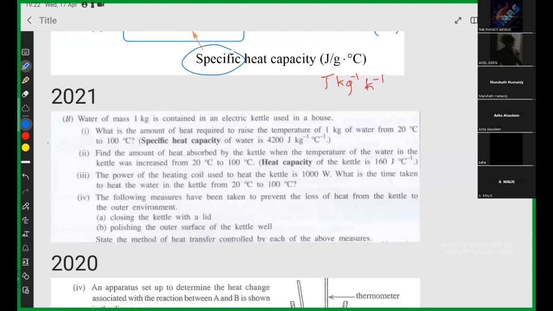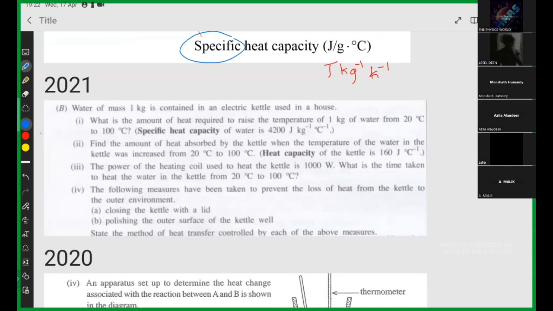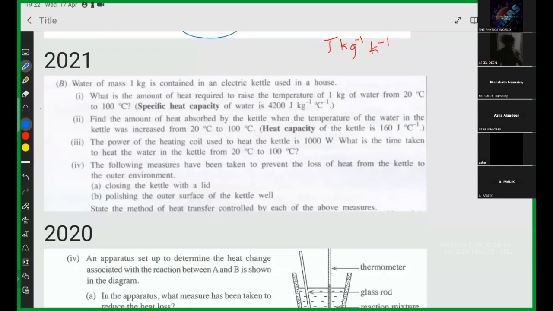Okay. Now I'll be moving on to the 2021 question from the same lesson. So this is also just a similar type of question. Same electric kettle. Electric kettle is there, and 1 kilogram of water. Maybe it is using the same formula. You can answer very good. Let's quickly look at that.